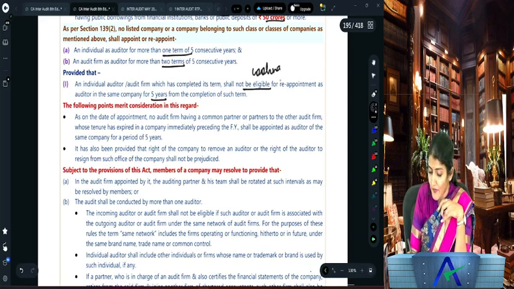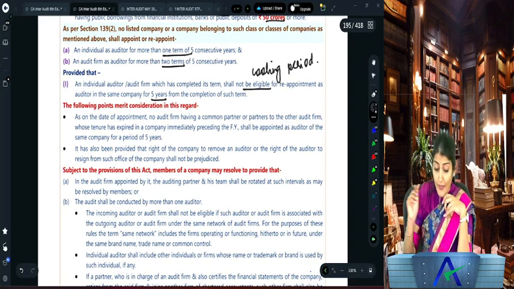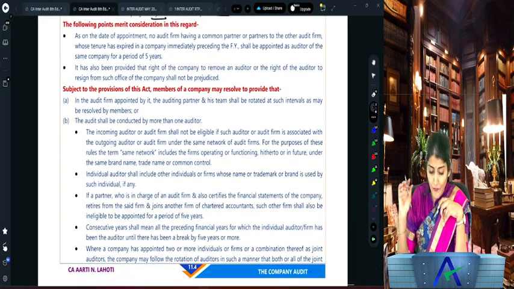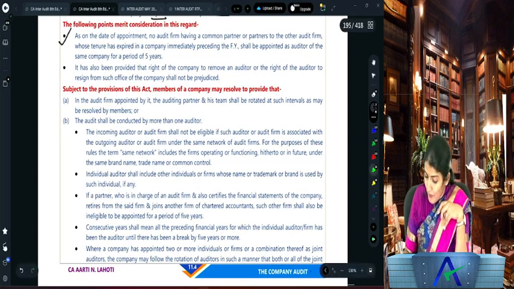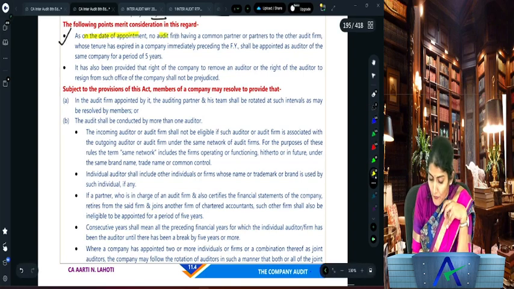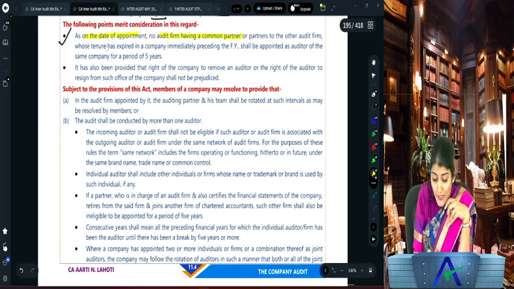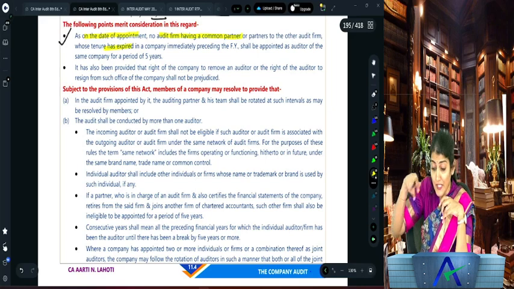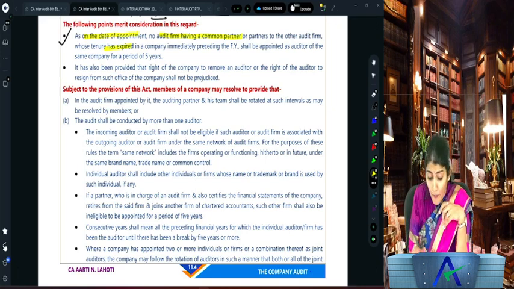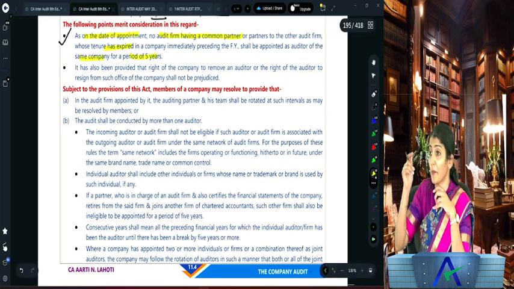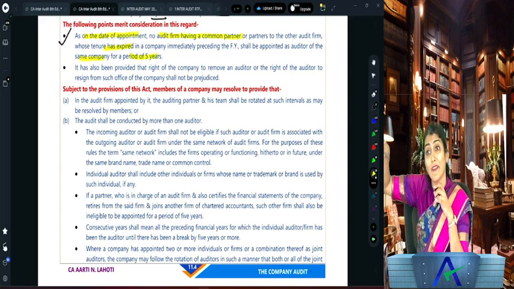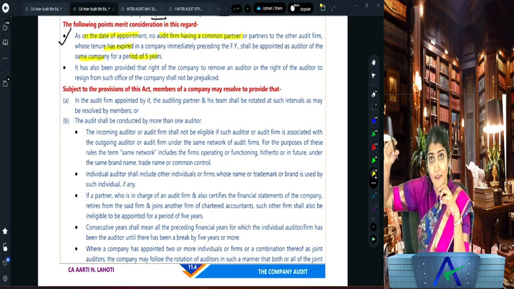So what is this 5 years? It is called the cooling period. Are you understanding that? Then what is the next sentence? Just read it. As on the date of the appointment, no audit firm having a common partner or partners to the other audit firm whose tenure has expired in the company immediately preceding the financial year shall be appointed as an auditor of the same company for a period of 5 years. So with a common partner, even that firm has to follow the cooling period.